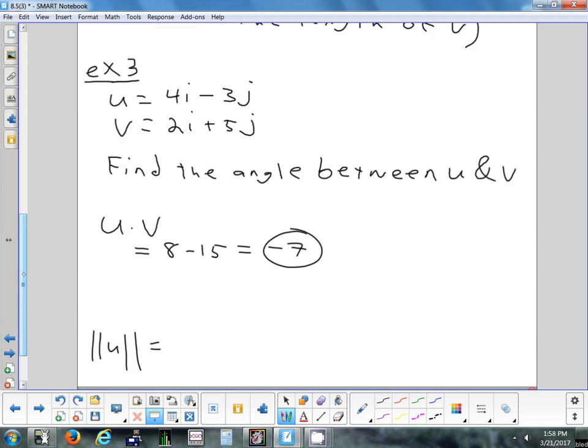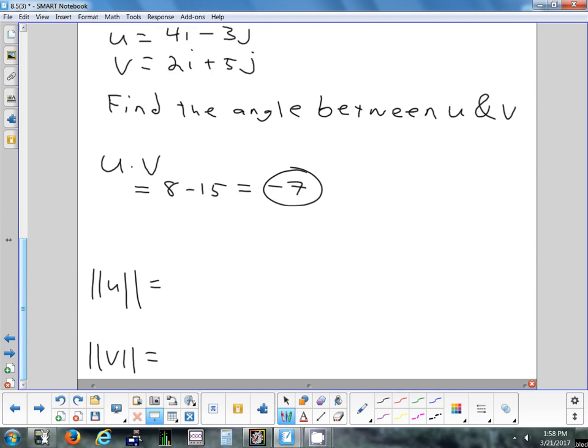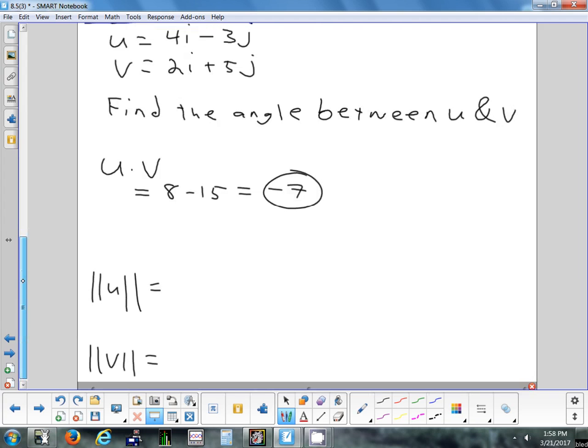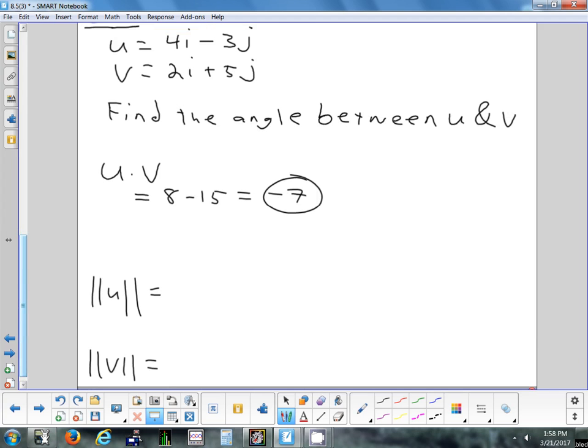Now I need the length of each vector, the length of u and the length of v. Let's start with the length of u. Ian, can you tell me the calculation to find the length of u? Square root of 4 squared plus 3 squared. Yep, perfect. And this is one I hope you recognize. It's going to come out nice. What's the length of u? Yep, 5.